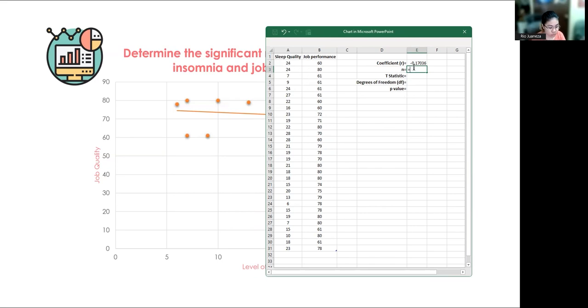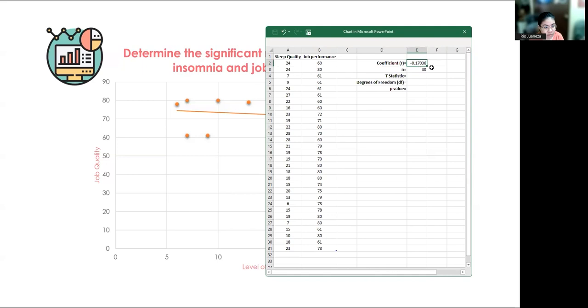So we use the count function: equal sign, COUNT, then open parenthesis, then choose an array of 31. So we have 30 pairs in this set. Then we can determine the t statistic.